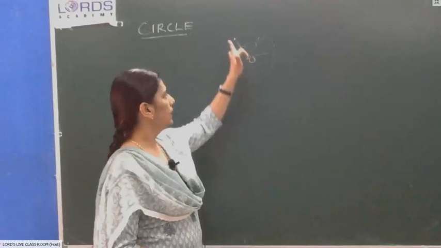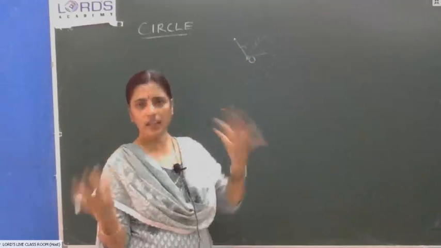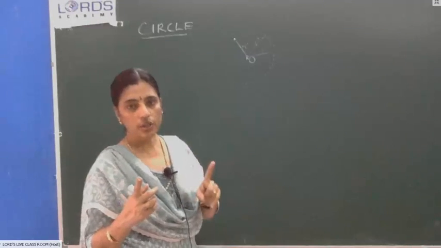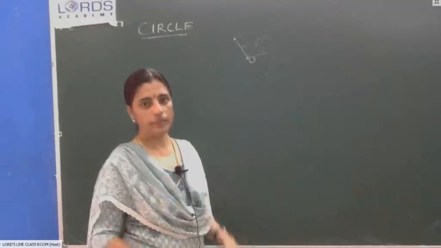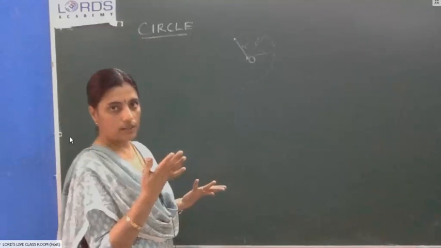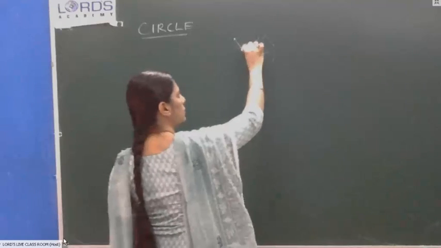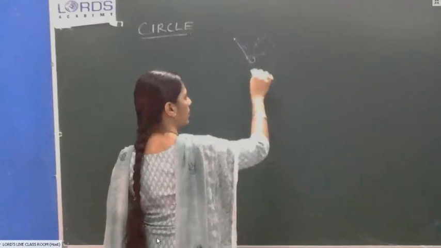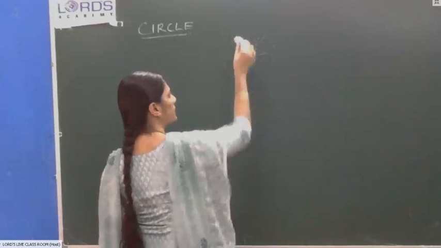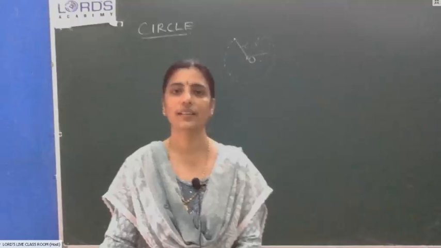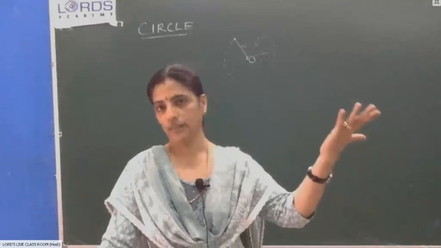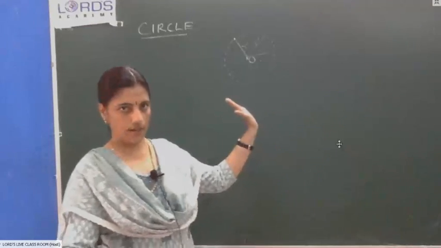From the center, this point can travel anywhere, but it has to satisfy one condition. What is that condition? It should keep a fixed distance. The distance measurement won't change. If this is 6 centimeter, this also 6, this also 6. Likewise, it has to finish its traveling. That is the definition of the circle. If the 10th standard teacher asks, you can tell, yes, we studied it in 8th standard.